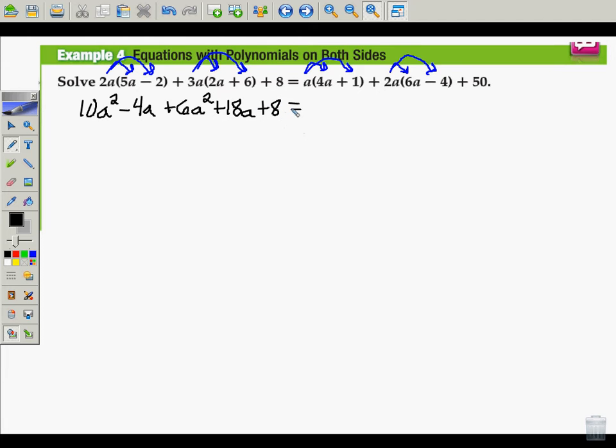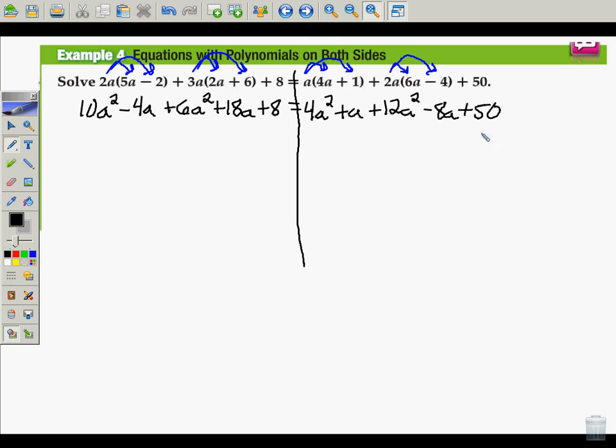We're not going to do anything with them quite yet. And there we've already done everything on the left side of the equal sign. So now let's look at the right side of the equal sign. A times the quantity of 4a plus 1. Not so bad. We get 4a squared plus a, just multiplying each of those by a. Then we have positive 2a times 6a minus 4. 2a times 6a gives me positive 12a squared. Then positive 2a times negative 4 gives me minus 8a. And again, we're just going to drop down our plus 50.